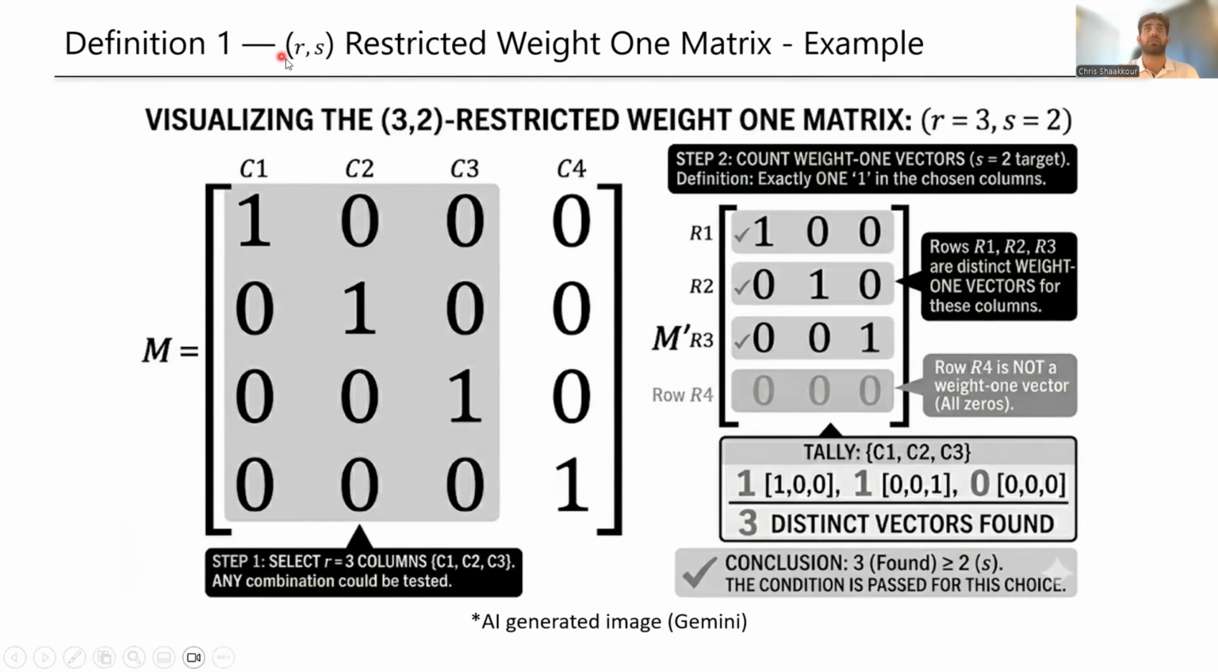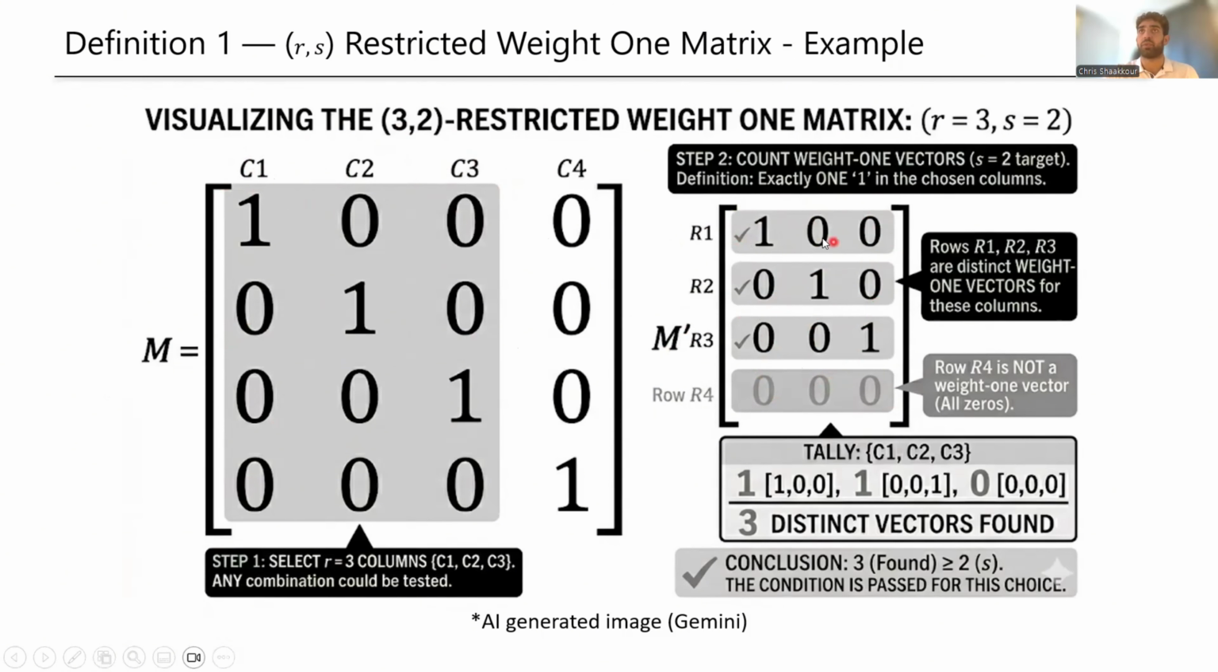If we try to search for R equals 3 and S equals 2, we can see that for any three columns we take, here C1, C2, C3, we generate a submatrix out of it, which is M prime. For this matrix that we have taken from the original matrix, we need to check how many rows of distinct weight there are. Again, the row has to have only one column which is active. So here we have 1, 2, 3 of those. The fourth one is not.